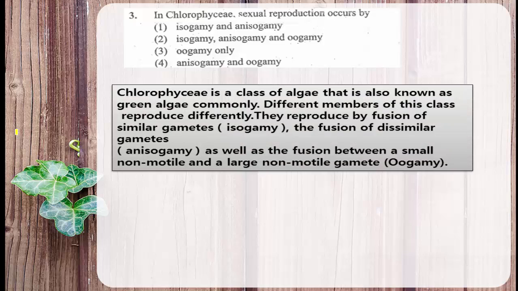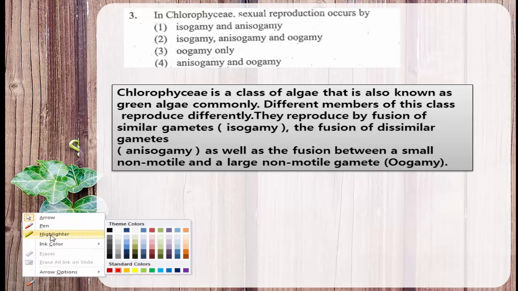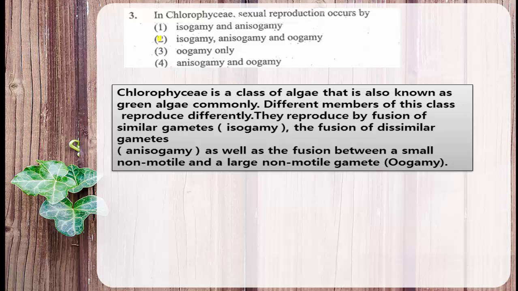And the answer is, the chlorophyceae is a class of algae that is known as green algae. The different members of this class reproduce differently. They reproduce by the fusion of similar gametes. The process is called isogamy. Fusion of the dissimilar gametes, the process is called anisogamy. And fusion between a small motile and large non-motile gamete is called oogamy. So the right answer for this question is option 2.